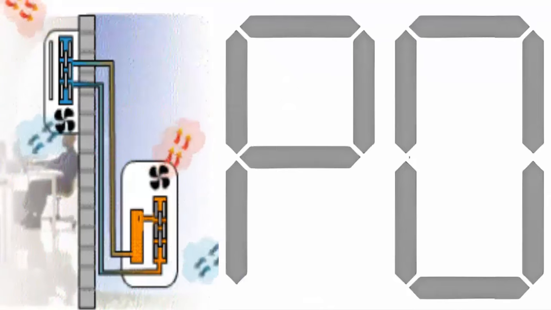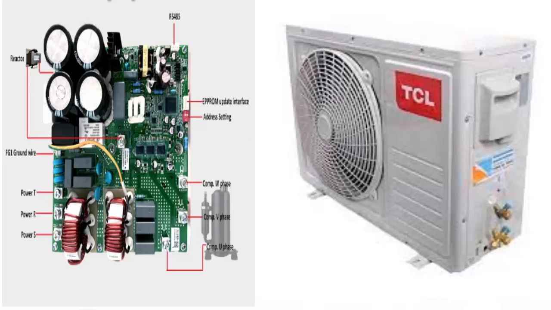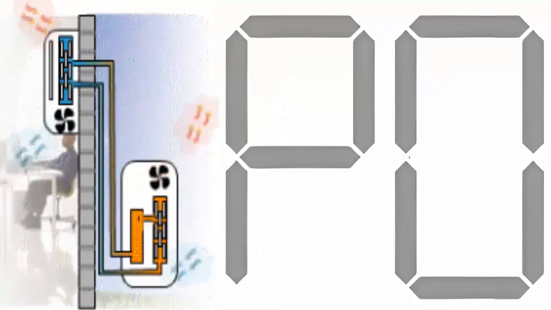The error or fault code P0 in the air conditioning system may be associated with a malfunction of the electronic module located in the outdoor unit, or with an overcurrent protection of its IGBT transistor. Some recommendations to resolve this fault code are as follows.